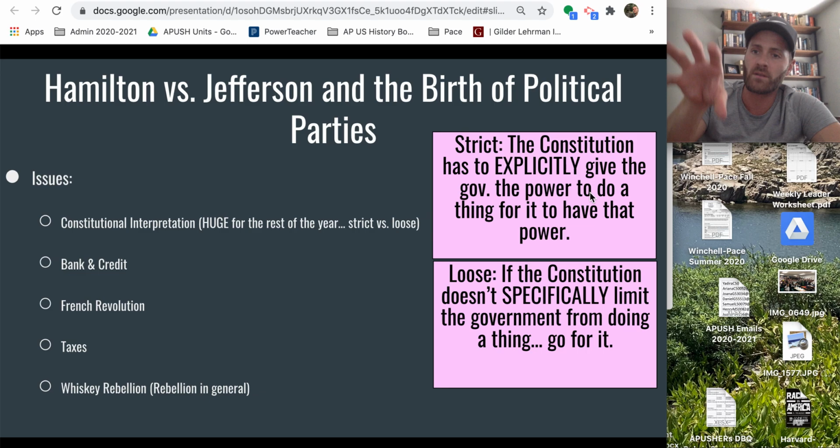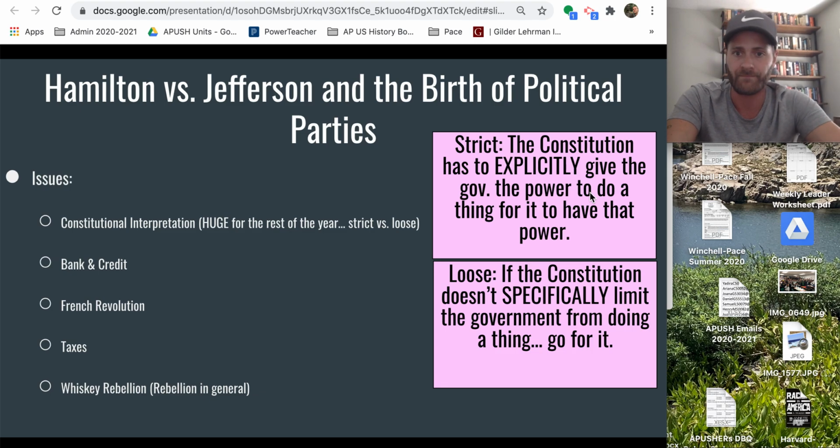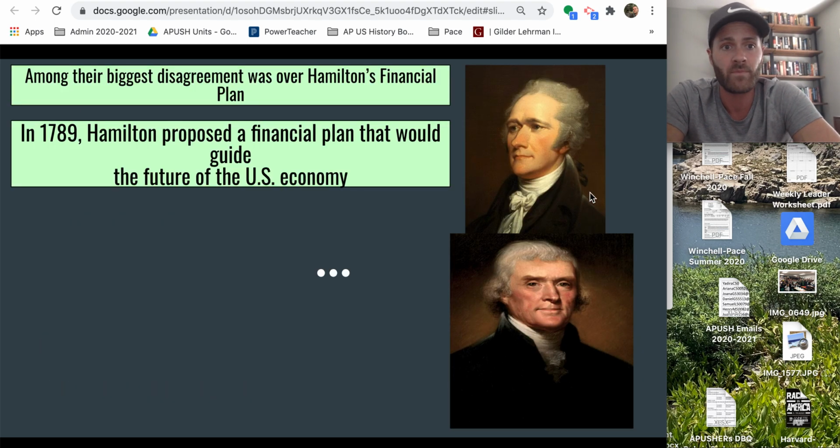So this strict versus loose argument is going to play a really big role going forward in a lot of political debates, but especially today on the bank. So those are the 2. Make sure you get those down. Make sure you get those really clear, because I'll be using that terminology a lot in the coming months.